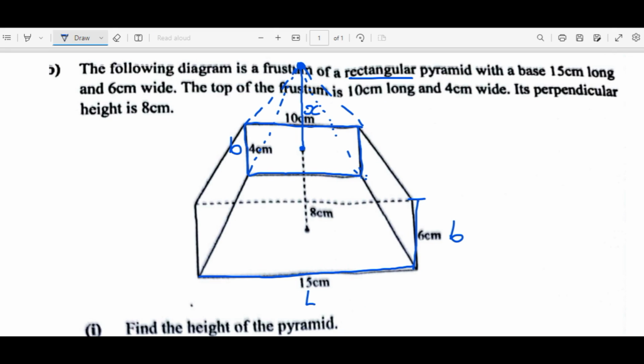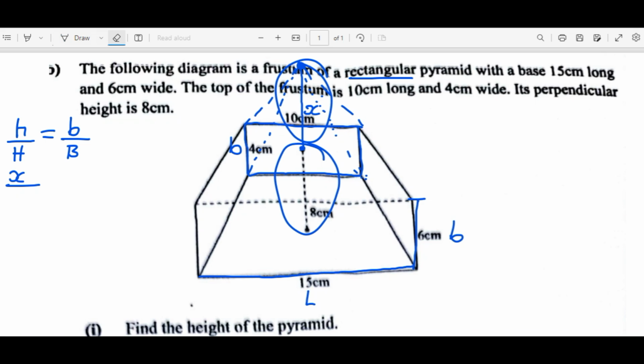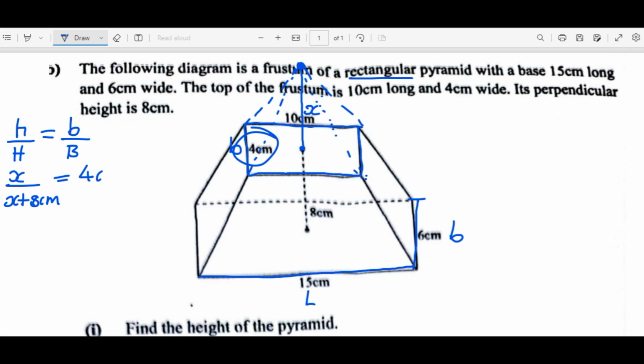Now, what principle are we going to use to find the height of the pyramid? We are going to use the principle of similar figures, which says that the height of the smaller pyramid divided by the height of the larger pyramid is equal to the breadth of the smaller divided by the breadth of the larger rectangle. So the height of the smaller we don't have, we just put x, over the height of the larger pyramid, which is this part plus this part. So we say 8 centimeters plus x. Then the smaller breadth is 4 centimeters divided by the larger, which is 6 centimeters.